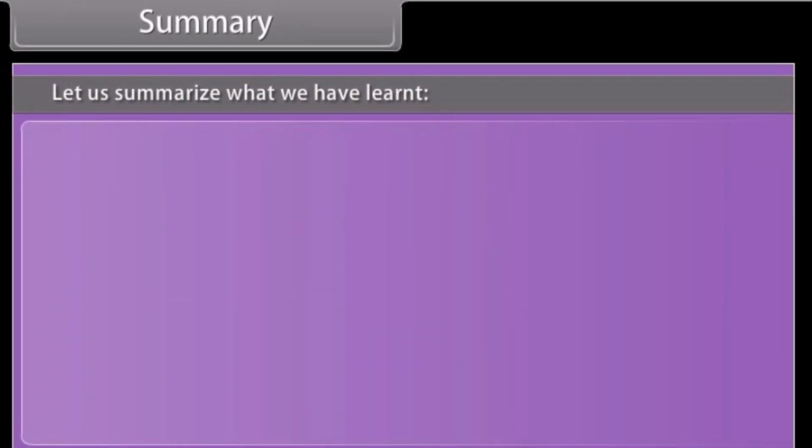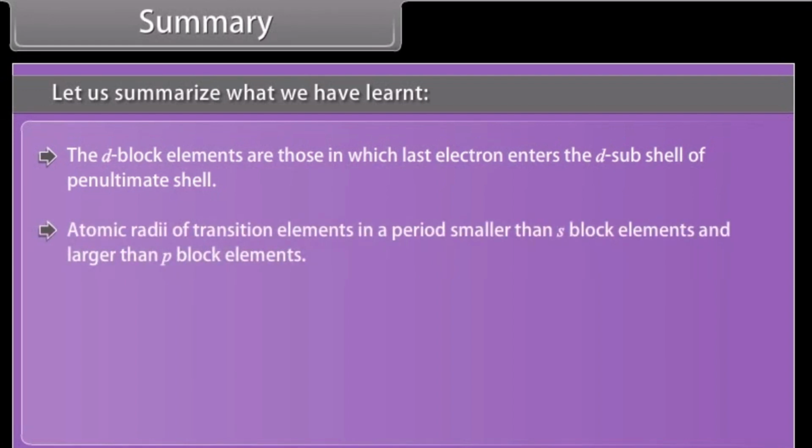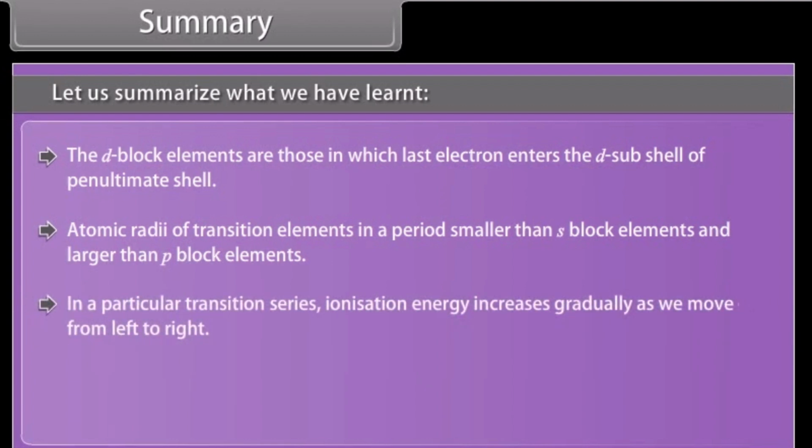Summary. Let us summarize what we have learned. The d block elements are those in which the last electron enters the d subshell of the penultimate shell. Atomic radii of transition elements in a period are smaller than s block elements and larger than p block elements. In a particular transition series, ionization energy increases gradually as we move from left to right.